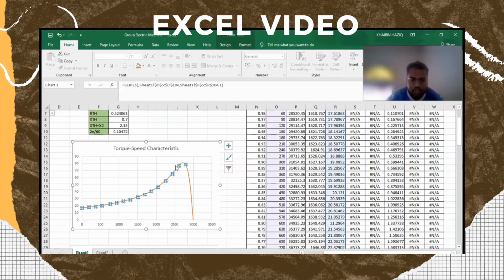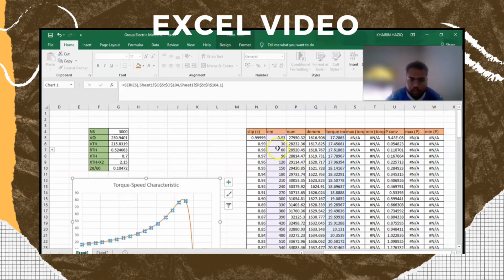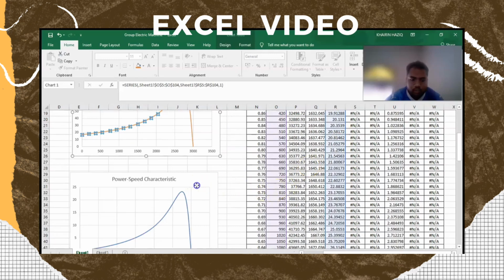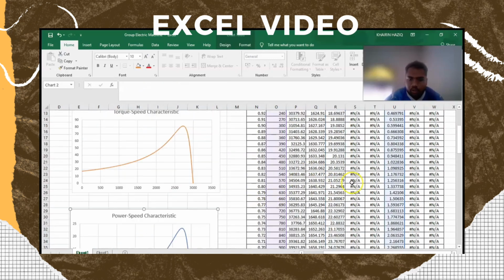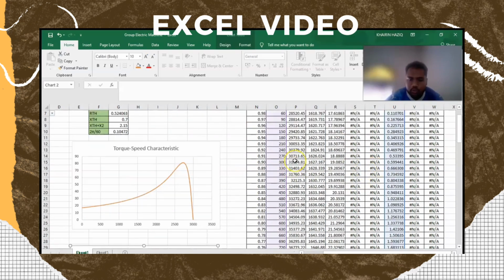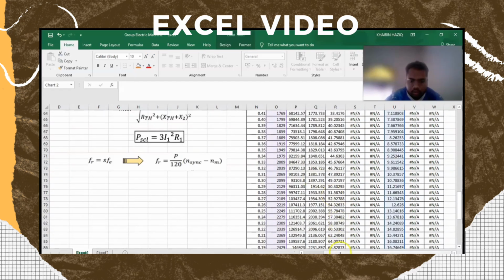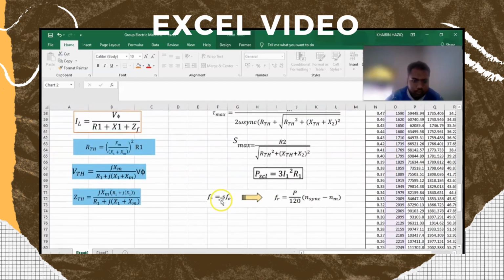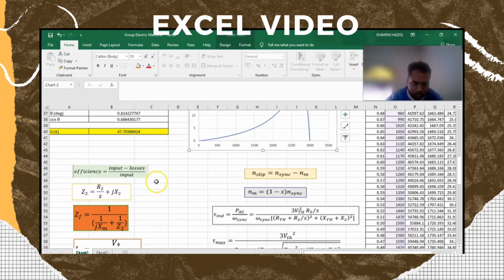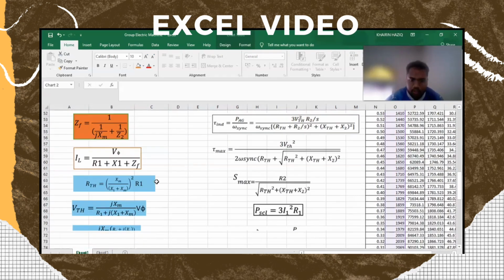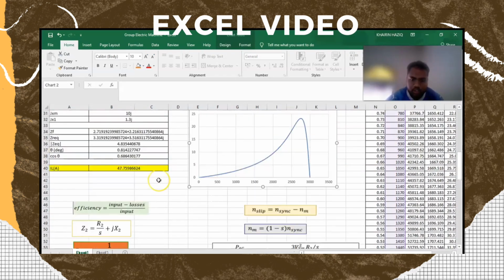So here we can see this is based on our speed in Nm and our torque, while here is based on our power and our speed. And this is our formula that we have used in this calculation or in this Excel.